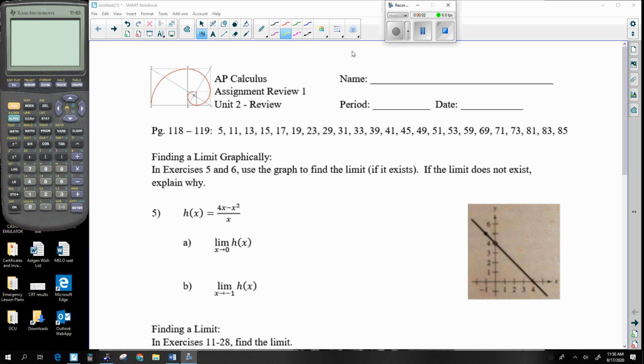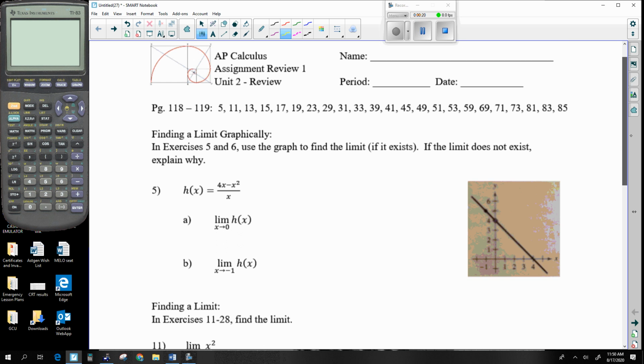All right, here we go, guys. This is the Unit 2 review. So the test is just around the corner, and this is to help you get prepared. This is everything kind of all together in one neat little package. So let's go ahead and get rolling with this.